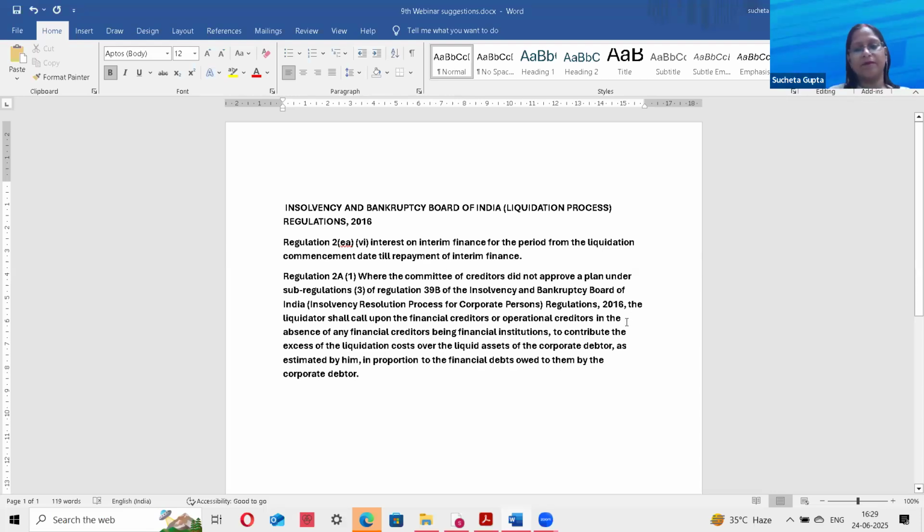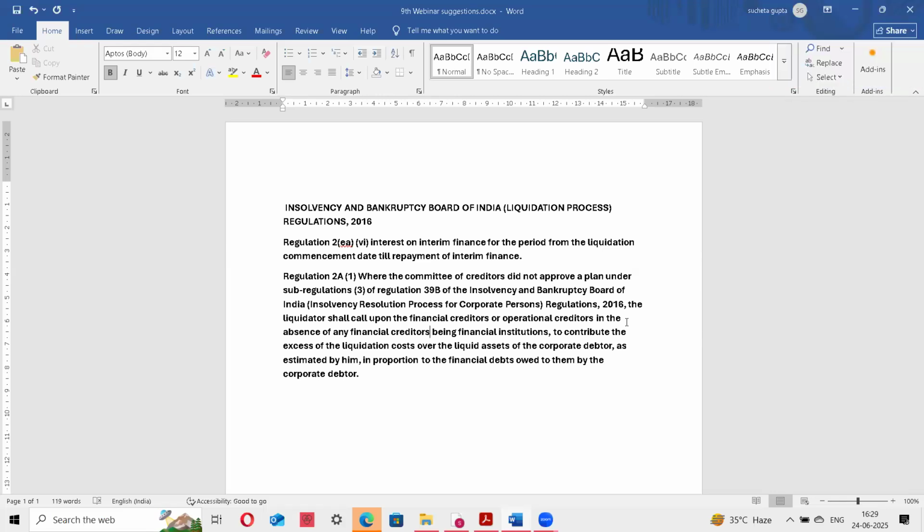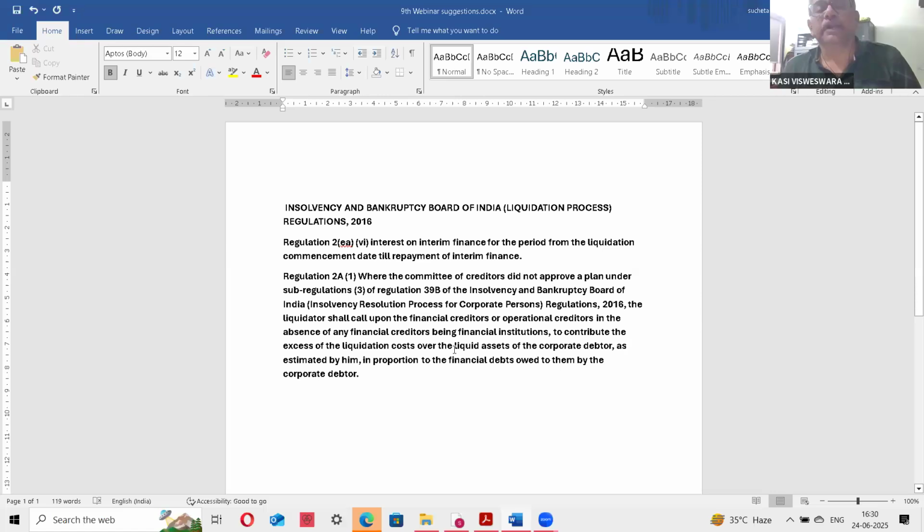But if there are no financial creditors, whether it's a financial institution or non-financial institution nature, and the committee of creditors comprises only operational creditors, then what? That is okay, but first we have to decide whether non-financial institution creditors are also to contribute, not only the financial institutions. Then the other one is operational creditors.